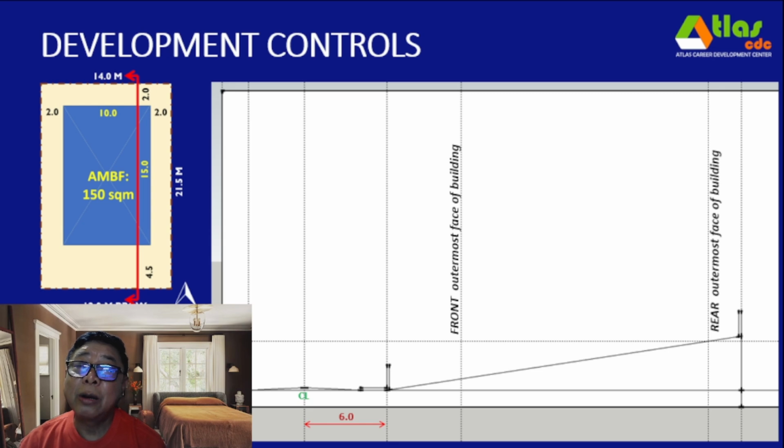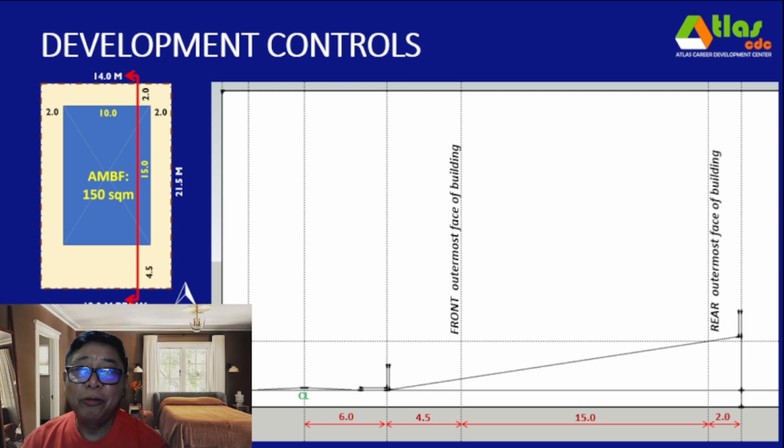And then from the front property line to the front outermost face of building, or the front setback, at 4.5 meters. And then we have the building depth at 15 meters. And then the rear setback at 2 meters. So we are now going to define the section or the profile of the building. And we are going to make use of the building height limit of 10 meters.